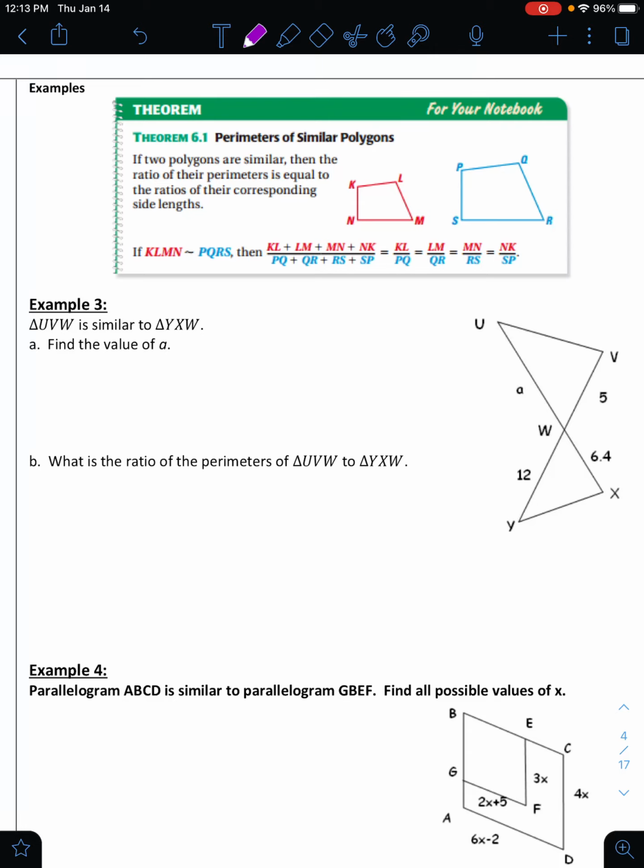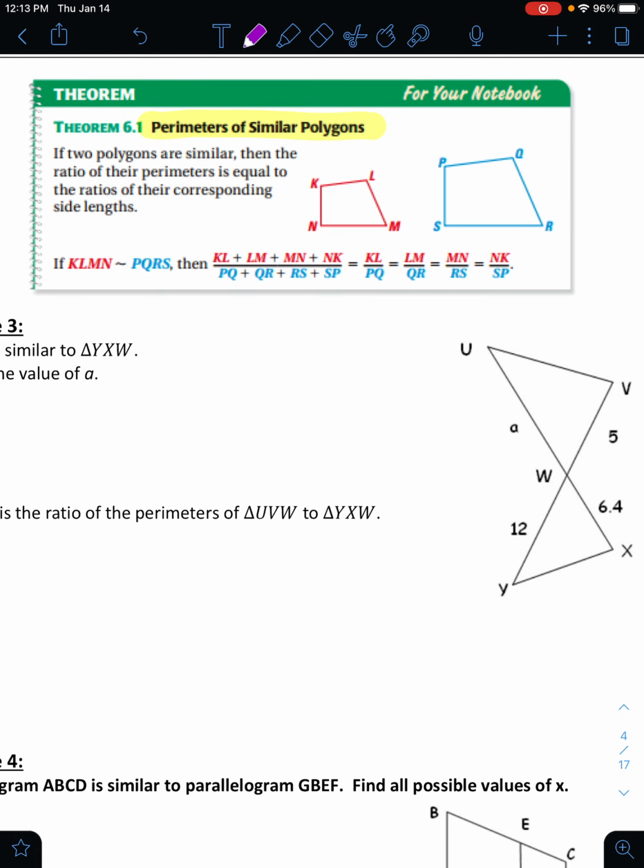Okay, we have one theorem in this section, and the theorem is regarding the relationship between the perimeters in similar polygons. So the theorem says if two polygons are similar, then the ratio of their perimeters is equal to the ratio of the corresponding side lengths. What this is saying is that the ratio of their perimeters is basically the scale factor. So I'm just going to abbreviate scale factor with SF a lot.